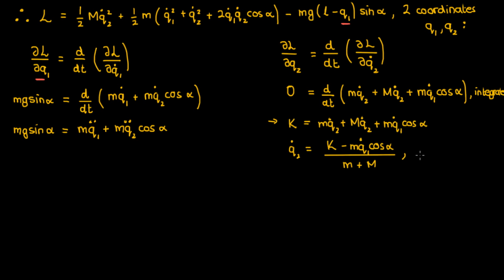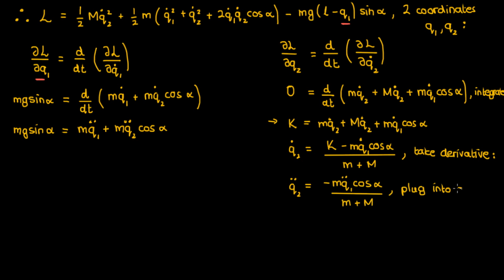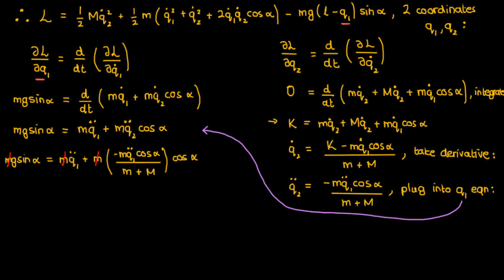And once we've isolated q2 dot, we can then take its time derivative because that's what we have in the q1 equation. And when we take the time derivative, here's what we'll get. And now we're ready to plug this into the q1 equation. We can cancel the m's from both sides and then isolate q1 double dot. When we do that, we'll get this.